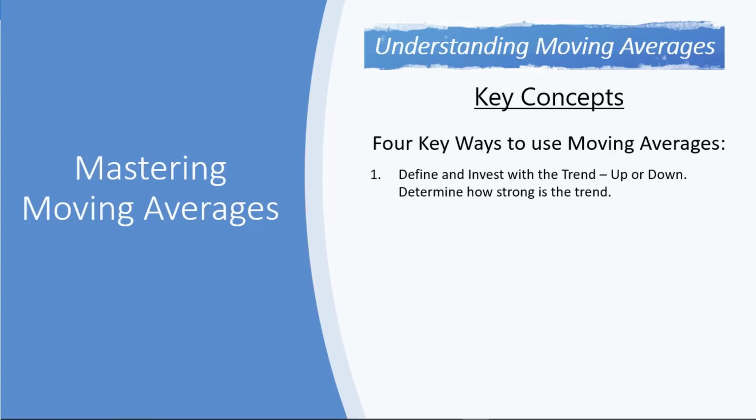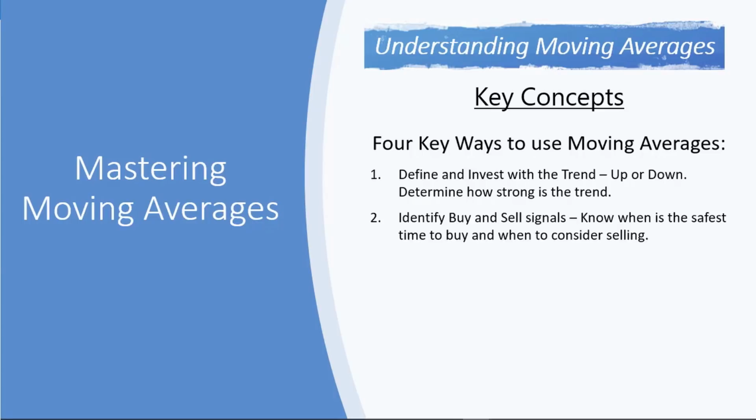Number 1, define and invest with the trend, whether it's up or down, and determine how strong the trend is. The steeper the slope of the moving average, the stronger the trend. And that's when you're using one moving average. If you're using 2 or more moving averages, it's not only the slope, but it's the separation that's being created by those 2 moving averages. The more the moving averages separate and fan away from each other, the stronger the trend.